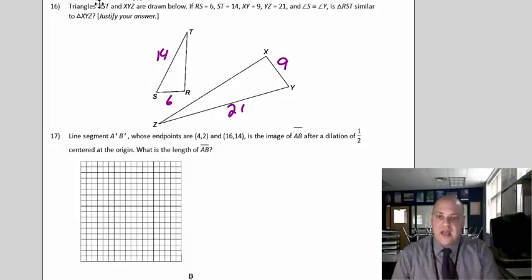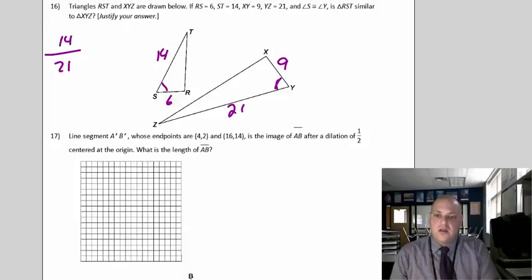S and Y correspond. I'm going by the middle letter. S and Y are corresponding. So then these sides have to correspond. So 14 to 21 as 6 is to 9. Is that true? Well, this is 1/2. Okay, and let's see, 6 went to 9. And 14 went to 21. No, that's not 1/2. What am I doing? 14 to 21 is 2/3. And 6 to 9 is 2/3.